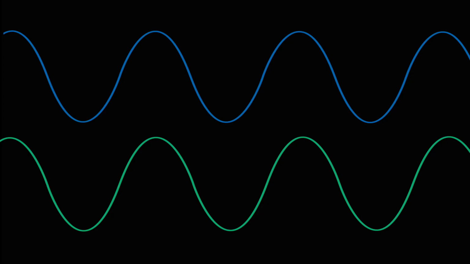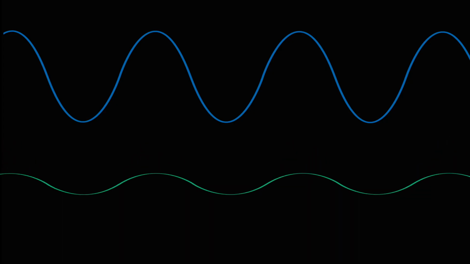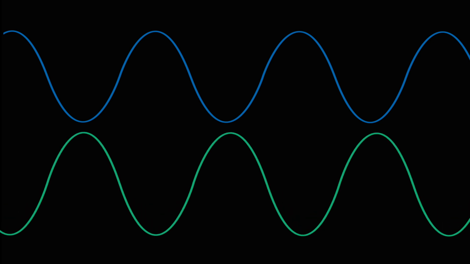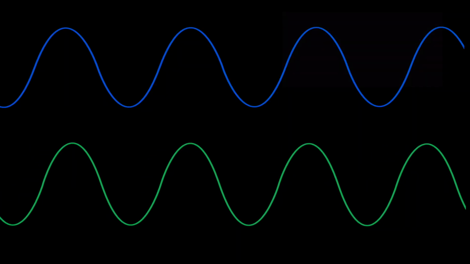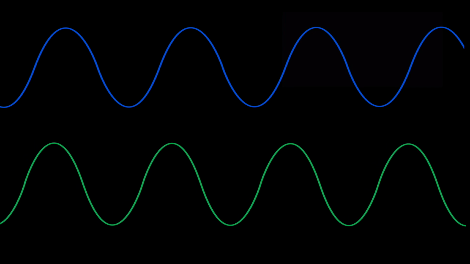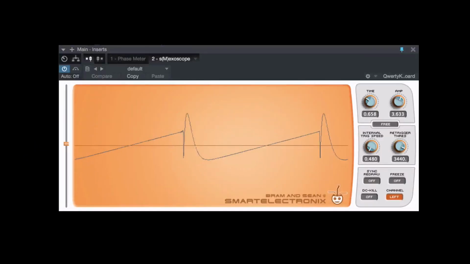You can manipulate the relative phase between two signals using polarity inversion or using delay. However, you can also manipulate the phase of a signal using phase rotation. Here's the sawtooth wave undergoing phase rotation. You'll notice it still sounds the same, but the waveform looks very different.